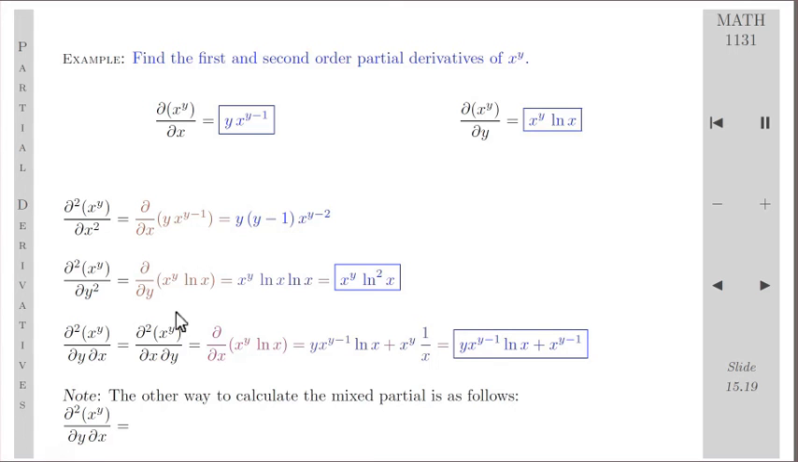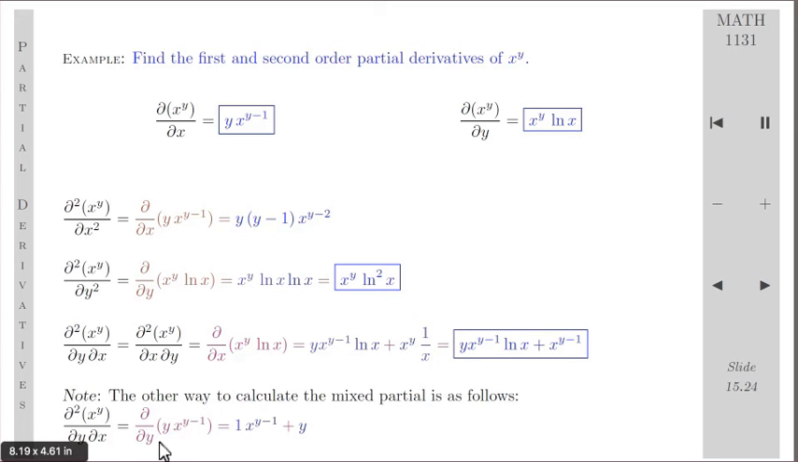If I had done it in the order of differentiate with respect to x first and then with respect to y, we know the derivative with respect to x is y x to the power y minus 1. And I have to differentiate that with respect to y. Of course, again, I have to use the product rule because I have y in both factors. The first factor is y, derivative of y with respect to y is 1, times second factor x to the power y minus 1, plus the first factor y times derivative of the second factor.